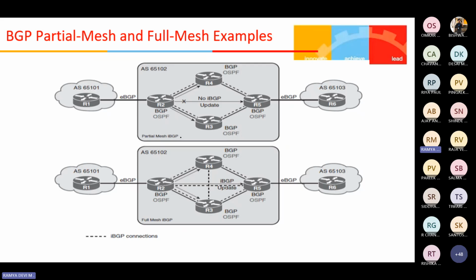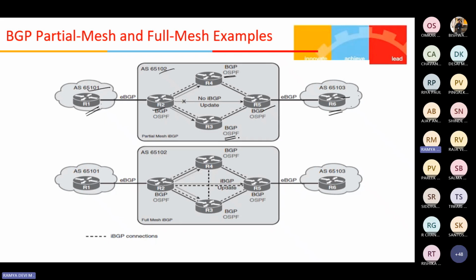This is the diagram showing three autonomous systems, numbered 101, 102, and 103. For 101, the edge router is R1; for 103, the edge router is R6. For 102, you have two edge routers: R2, connected to autonomous system 101, and R5, connected to autonomous system 103. It uses EBGP between autonomous systems, and the routers within an autonomous system use IBGP. OSPF is also running within the autonomous systems for internal routing.